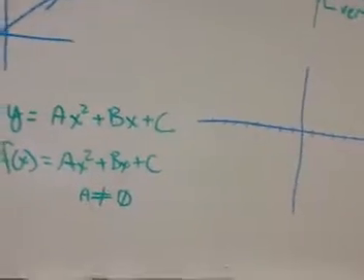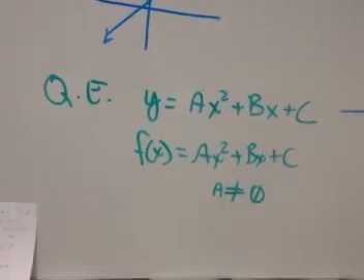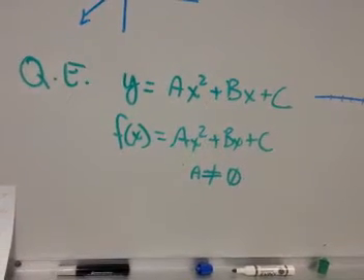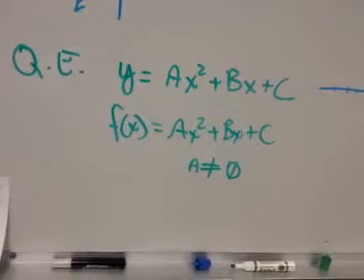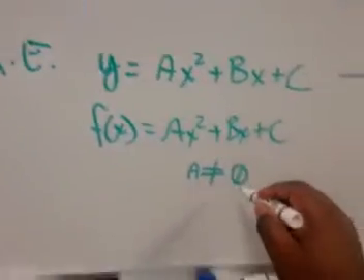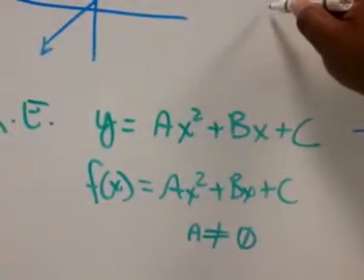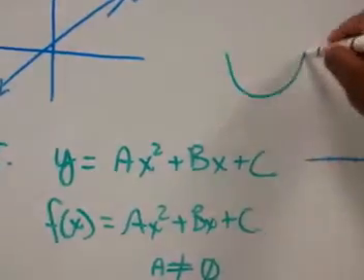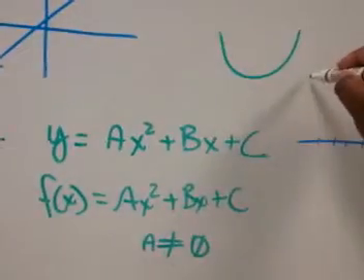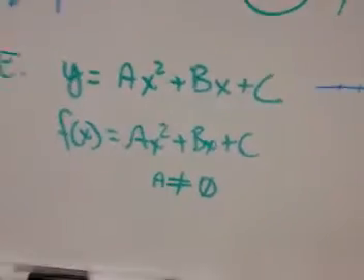When you have an equation written in this form, you can tell something about the parabola just by the numbers or the coefficients that are being used. So, real quickly, if the A, we know it can't be 0. If the A is positive, your parabola is going to look like this. If the A is negative, it's going to look like this. Okay, so that A tells you a whole lot.